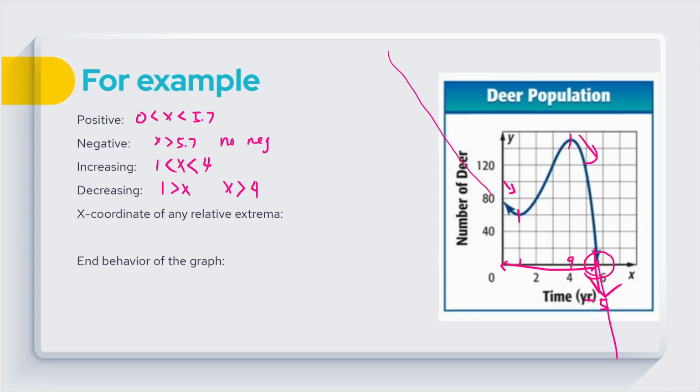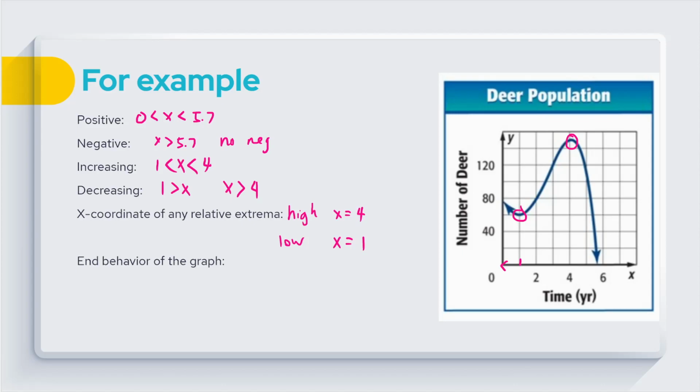X coordinate of any relative extrema. Let me erase some of this stuff. Too many things going on here. Okay. X coordinate of any of the relative extrema. So here we have a lowest point, here we have a highest point, right? So for the high, X is equal to 4. For the low extrema, X is equal to 1. Okay.